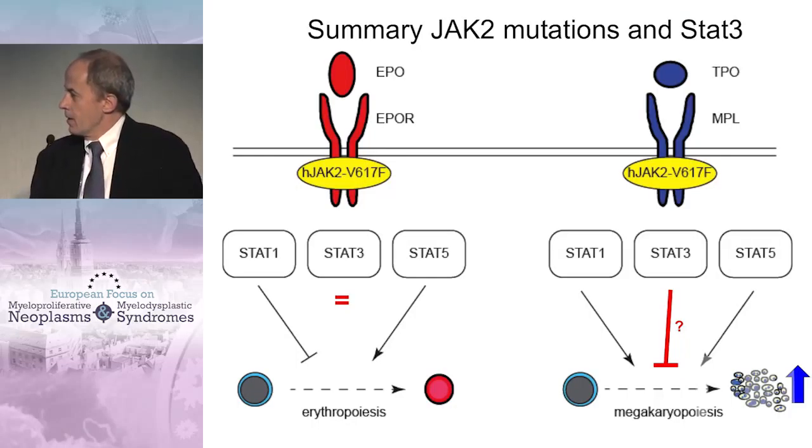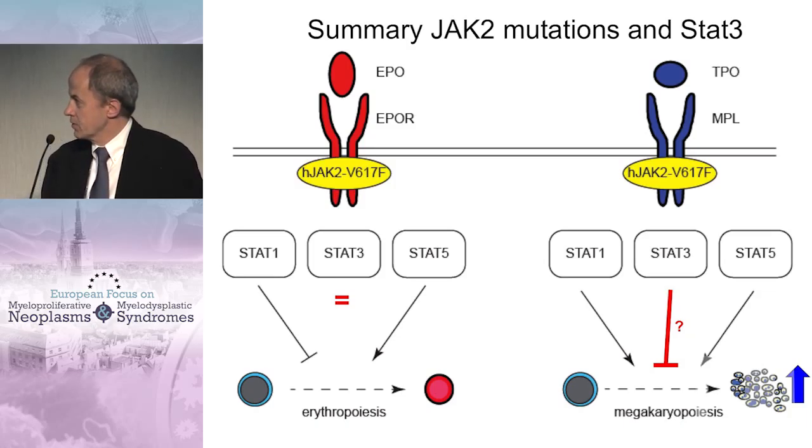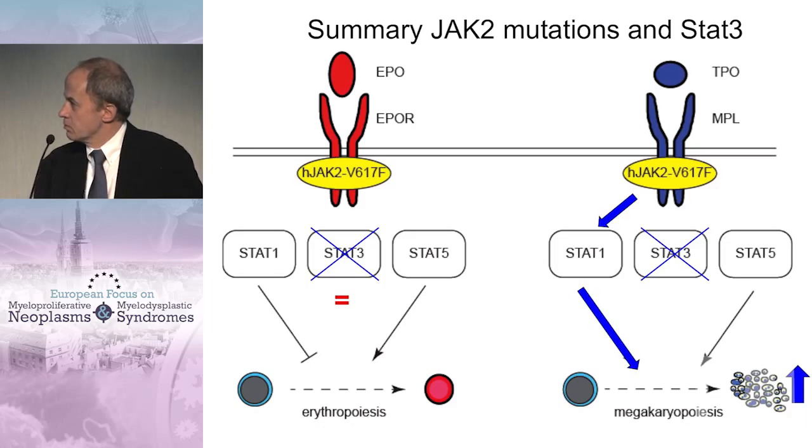So in summary, the STAT3 effects on erythropoiesis were minor or absent, so there was no major change in the erythropoiesis, but in the thrombopoiesis, the STAT3 normally has an inhibitory effect, and in the absence of STAT3, there seems to be a shift towards more STAT1 activity, which then promotes megakaryopoiesis.